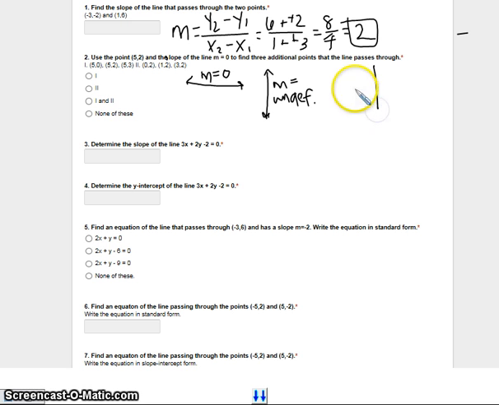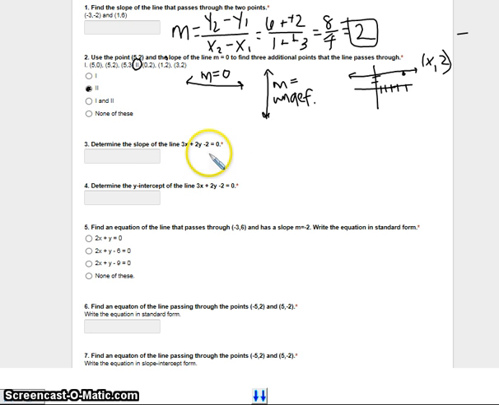So I'm looking at the point 5, 2. A slope of 0 means it's going to go straight across for all of these points. That means my y value is 2. So it's going to be something x and then a y value of 2, which fits with option 2.